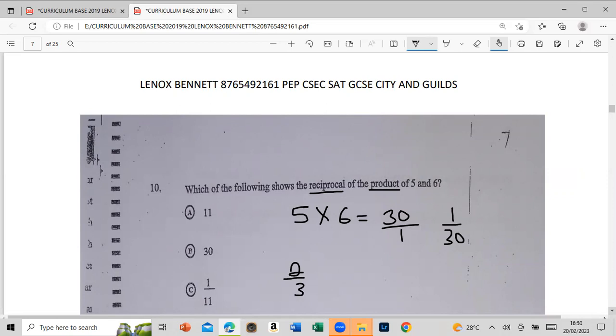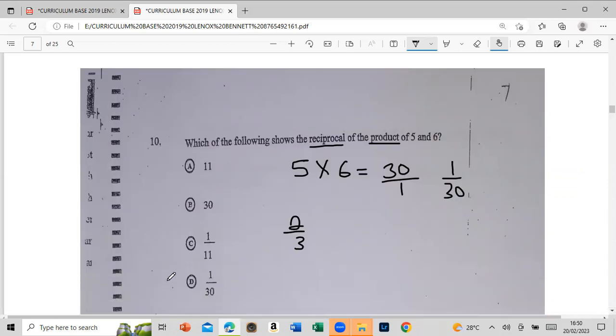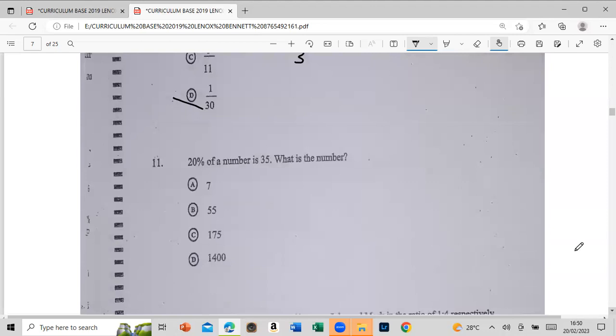I don't see 1 over 30. Oh. Yeah. So she gives him love, but he gives her reciprocal. Which basically means he gives her no love.